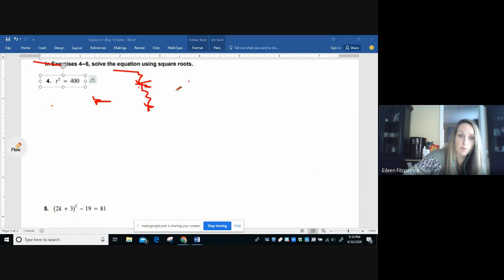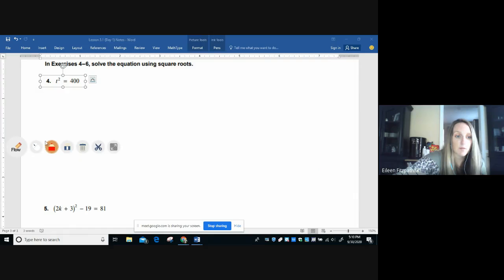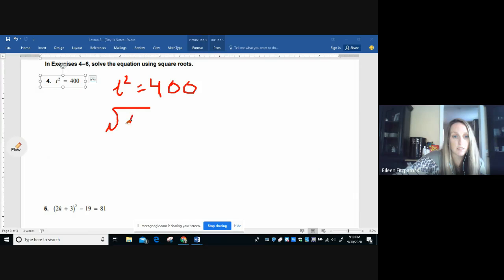At some point my pen will want to work for me, maybe not. Let me just write it with my mouse then. Okay, so it's t squared equals 400. To get t by itself, you take the square root of both sides and you have to do plus minus. So it's going to be the square root of t squared is equal to plus minus the square root of 400.